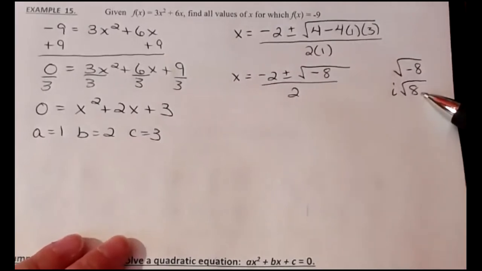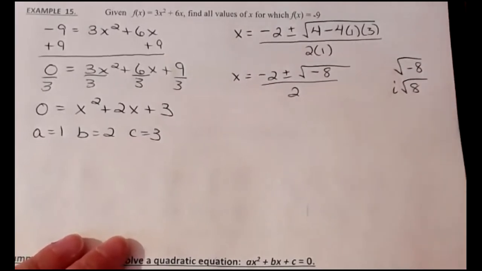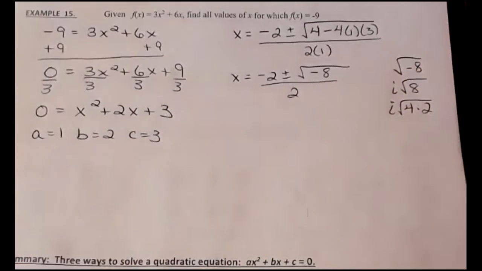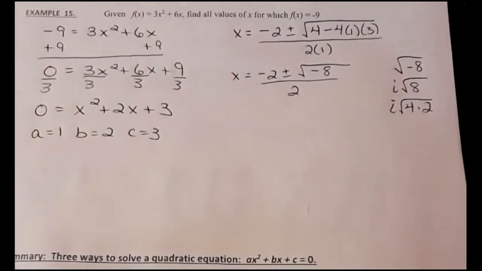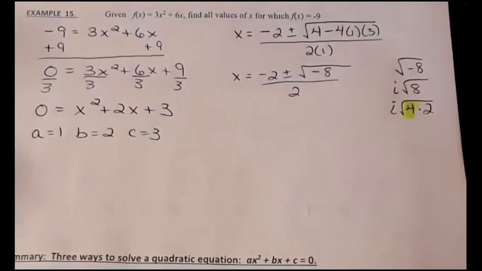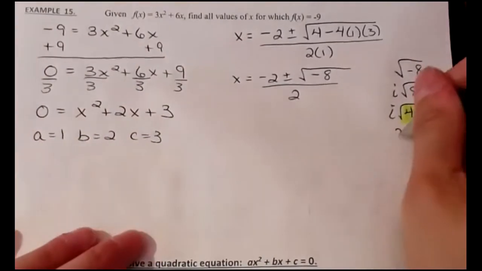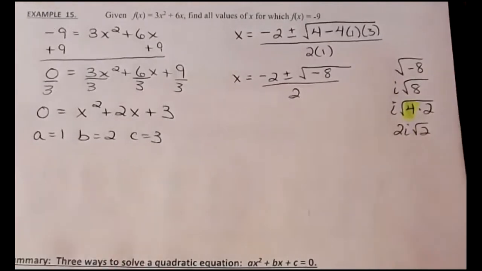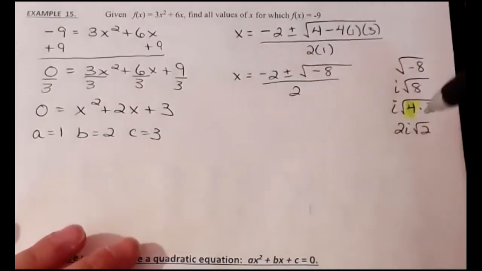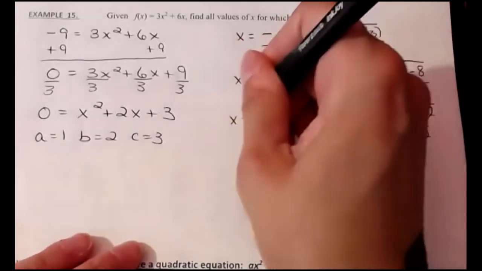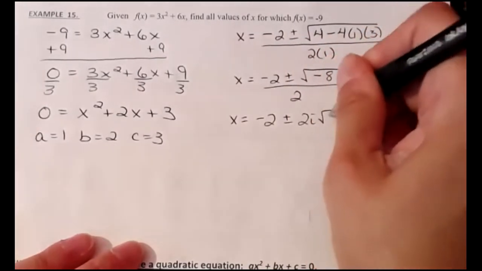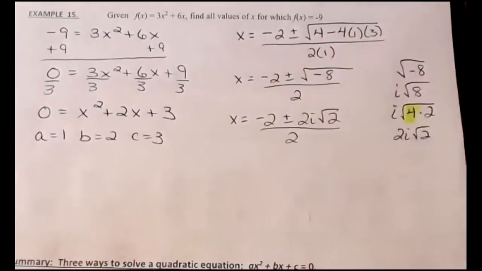When we see square root of 8, we say, well, let's break it down. We're going to break this down into the perfect square and its other factor. So square root of 4 times 2 is the same as square root of 8. Square root of 4 is our perfect square. So this becomes 2i square root of 2. Okay, beautiful. Let's go ahead and replace square root of -8 with 2i square root of 2. x equals -2 plus or minus 2i square root of 2 all over 2.